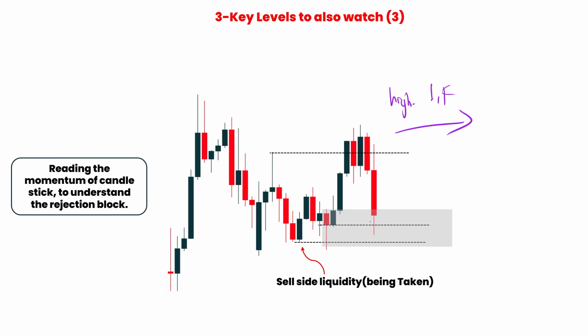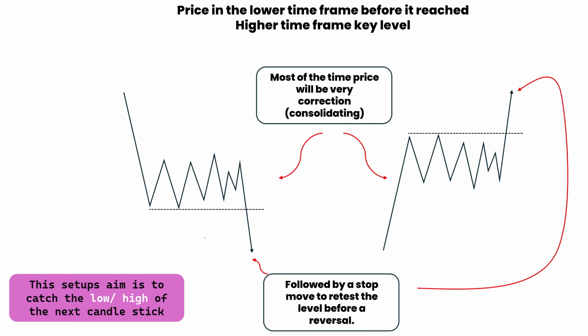That means in the lower time frame, before the market can reverse here, you have to see a consolidation, and then this move has to be strong before you can use your price action techniques to enter the market. This will look something like this for a reversal to the upside and then a reversal to the downside. And this setup's aim is to catch the low or the high of the next candlestick. So from here, let's say this is your lower time frame. You will see that line around here. This move has to be very aggressive and then it has to reject. It's like something like this, if I want to put it out.